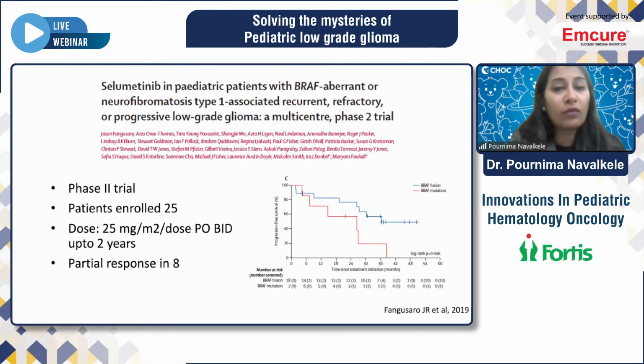So, giving a brief overview of some of the targeted treatments, I won't go into the details, but as you can see here, selumetinib was tested in pediatric patients with BRAF aberrations and in NF1 patients with recurrent, refractory, or progressive low-grade glioma in a phase 2 trial. And as you can see, with the use of selumetinib, the progression-free survival was quite good, especially in the BRAF fusion category compared to the mutation category. A dose of 25 milligrams per meter squared per dose BID for up to 2 years was given on this trial, and partial response was seen in the patients.